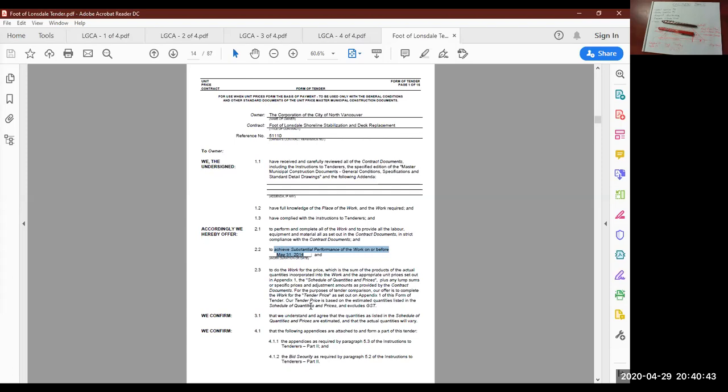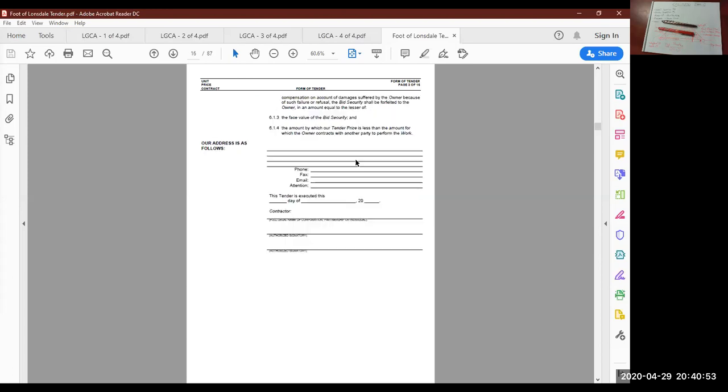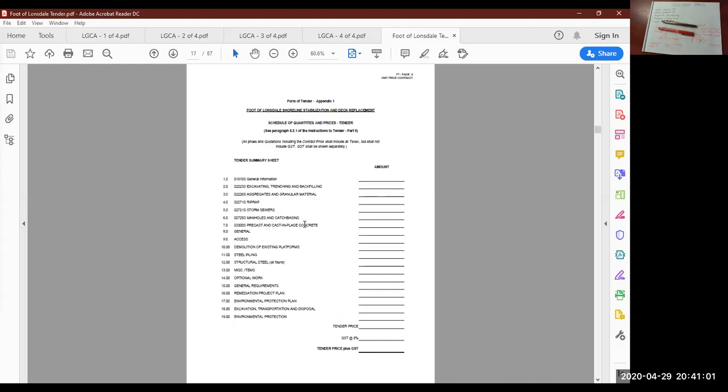So, skip ahead here. We're still in the form of tender, page 2, page 3. This is where you write in your company's name and address and you sign it. And here is where all of your hard work goes. This is the summary page of the costs for your tender, so summary numbers go in here. On this page, I'll point out that GST is shown separately.